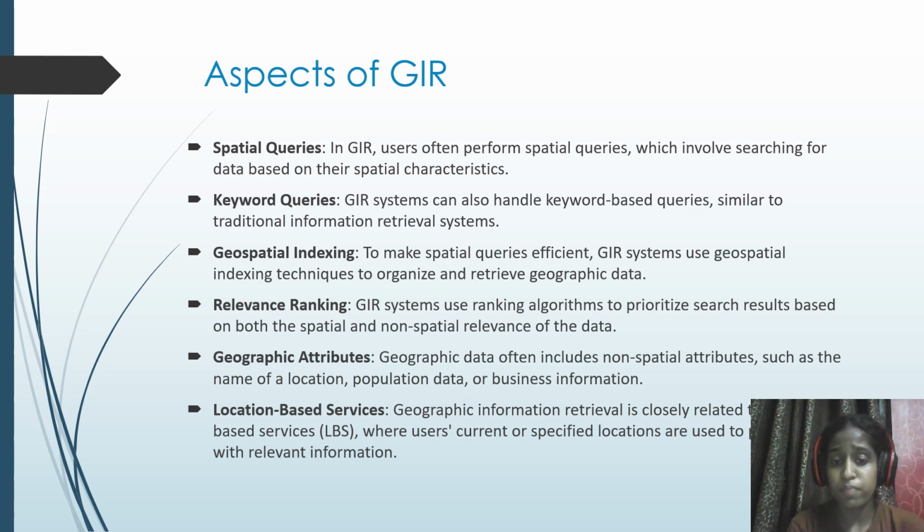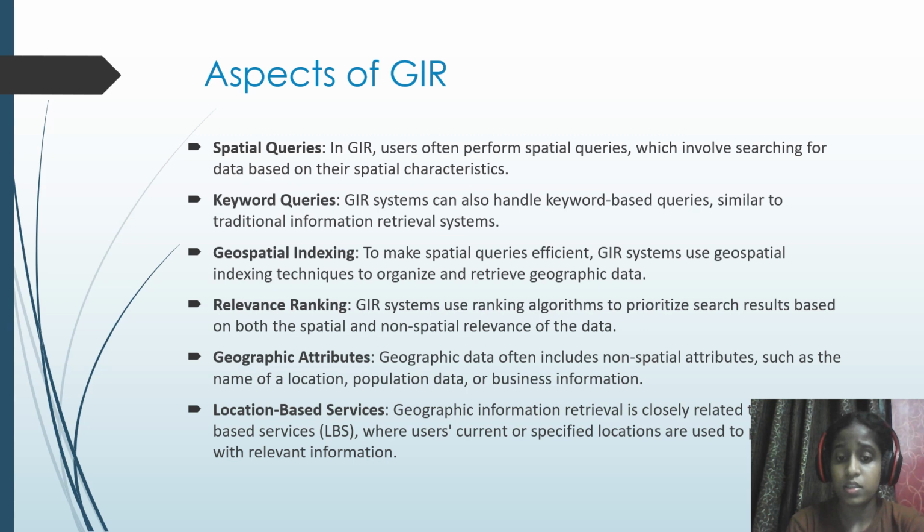Then is geospatial indexing. To make the spatial query more efficient, GIS systems use geospatial indexing techniques to organize and retrieve geographical data. These indexes allow for quick retrieval of data based on the spatial attributes such as points, lines, and polygons, that is, their vector data.